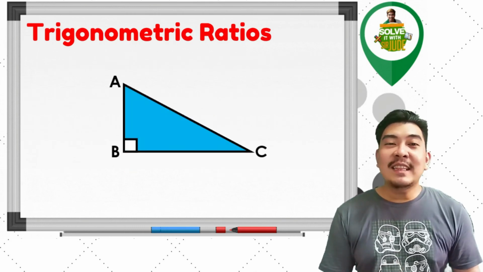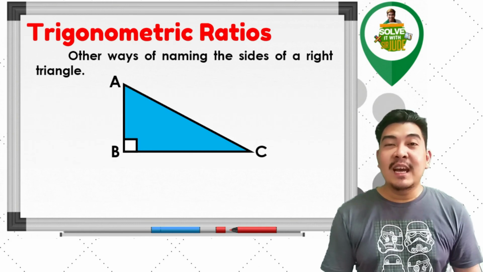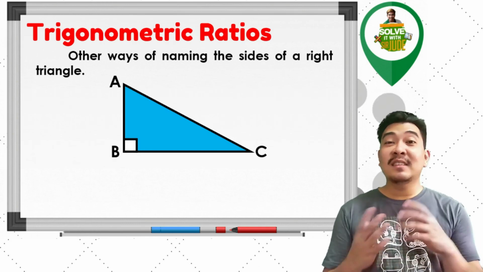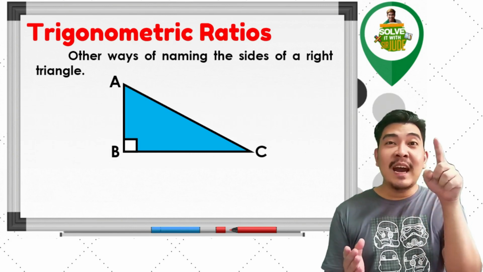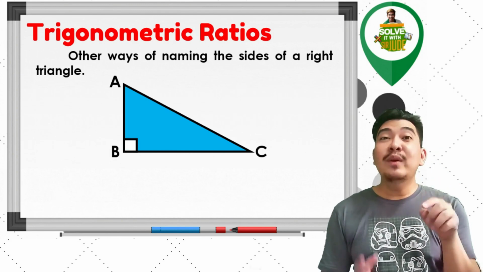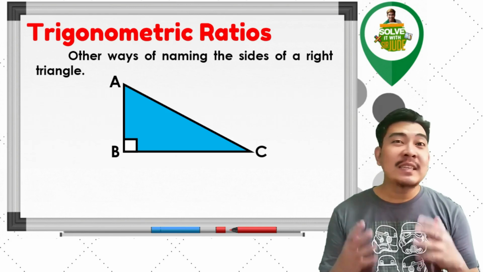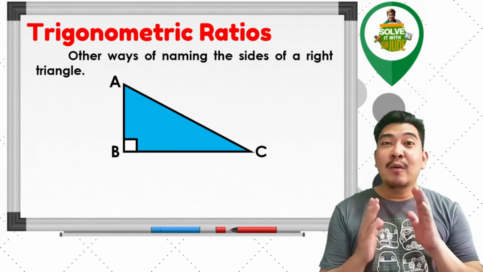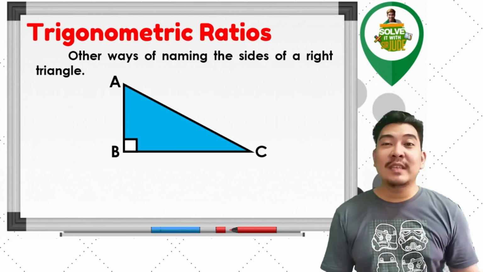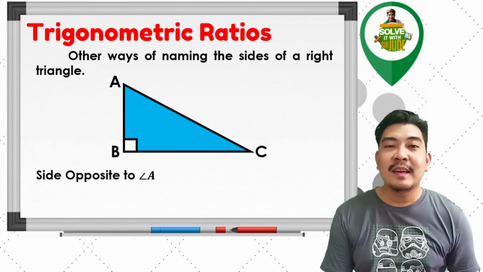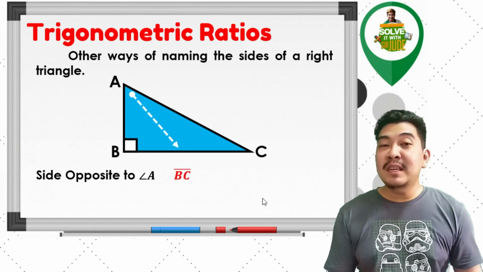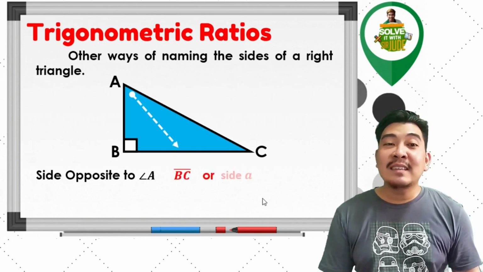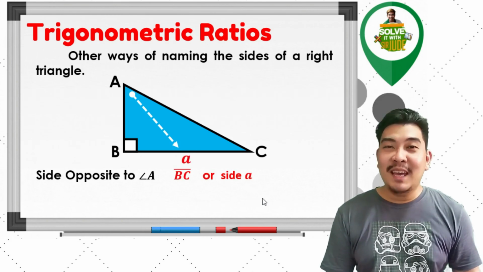Next, let us have this triangle ABC. There are other ways of naming the sides of a right triangle. Hindi lang natin ginagamit yung may segment sa taas and then capital letters. We can also denote the sides of a right triangle with small letters. The side opposite angle A, si angle A ang ating reference dito, will be side BC, or it can be denoted as small letter a.